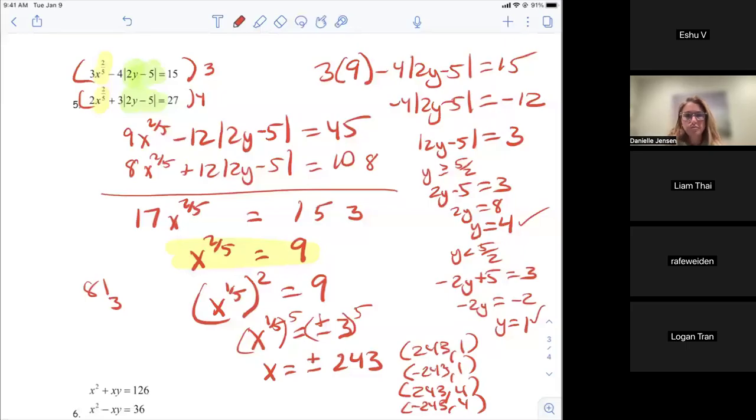Because for me, I feel like having both the fractional exponent and the absolute value can get a little bit messy. I don't know if it wasn't as simple as just multiplying the first equation by 3 and the other by 4. Like, I don't know.